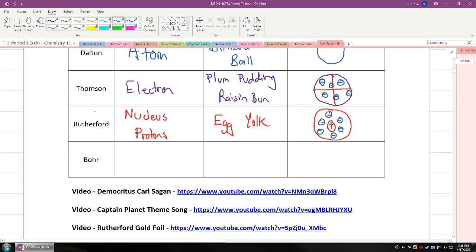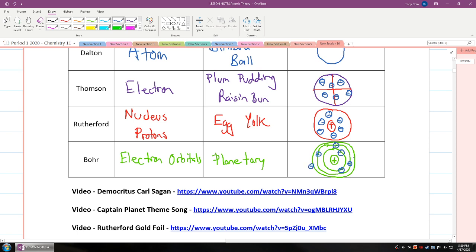Lastly, Niels Bohr, who was actually a student of Rutherford, studied using spectrums, using a spectroscope. He found that there is not only just electrons, but the electrons were in specific electron orbitals. And a lot of people call this the planetary model or the solar system model. And what happens here is your atom is no longer just having electrons scattered around it, but electrons are scattered in orbits around the nucleus. So that's what he found was the case.